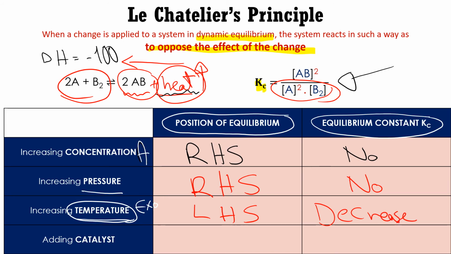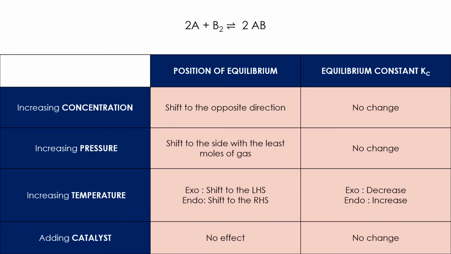Okay, what will happen if we add a catalyst? The catalyst speeds up the chemical reaction without changing itself, so nothing will happen to the position of equilibrium. It speeds up the reaction in both directions, so nothing will happen to the position of equilibrium and nothing will happen to the equilibrium constant. So to summarize what we have covered, we have this reaction.